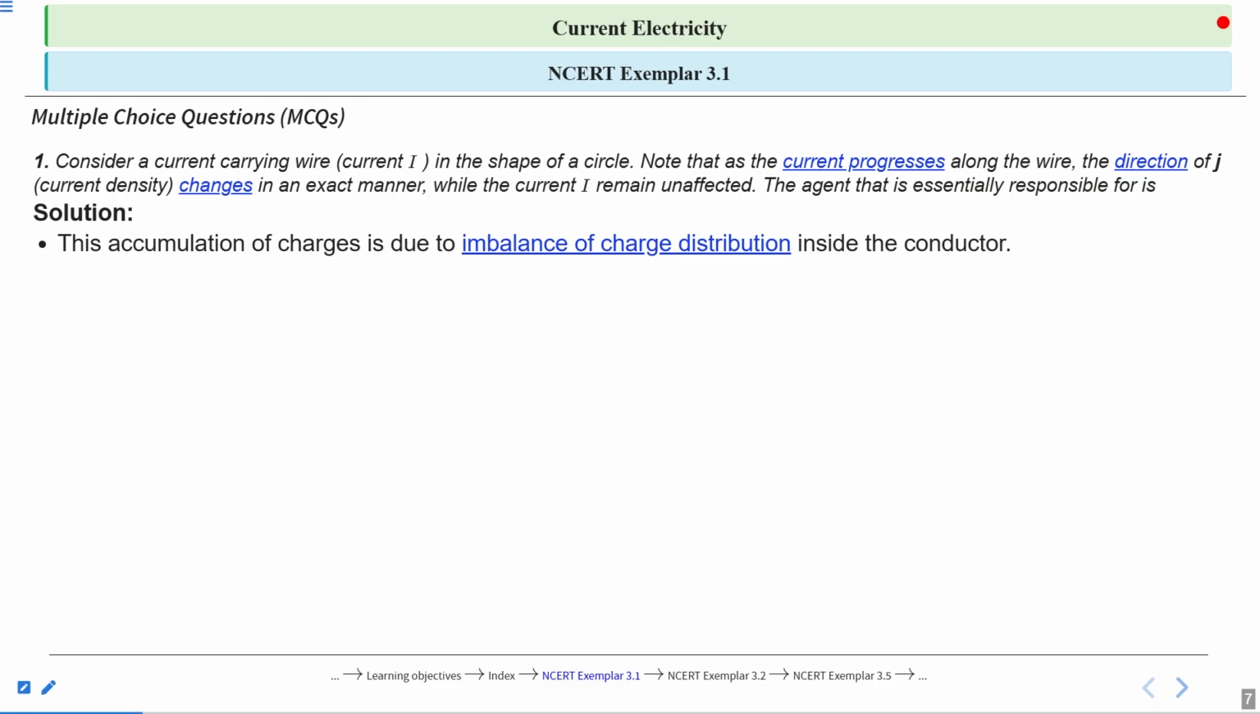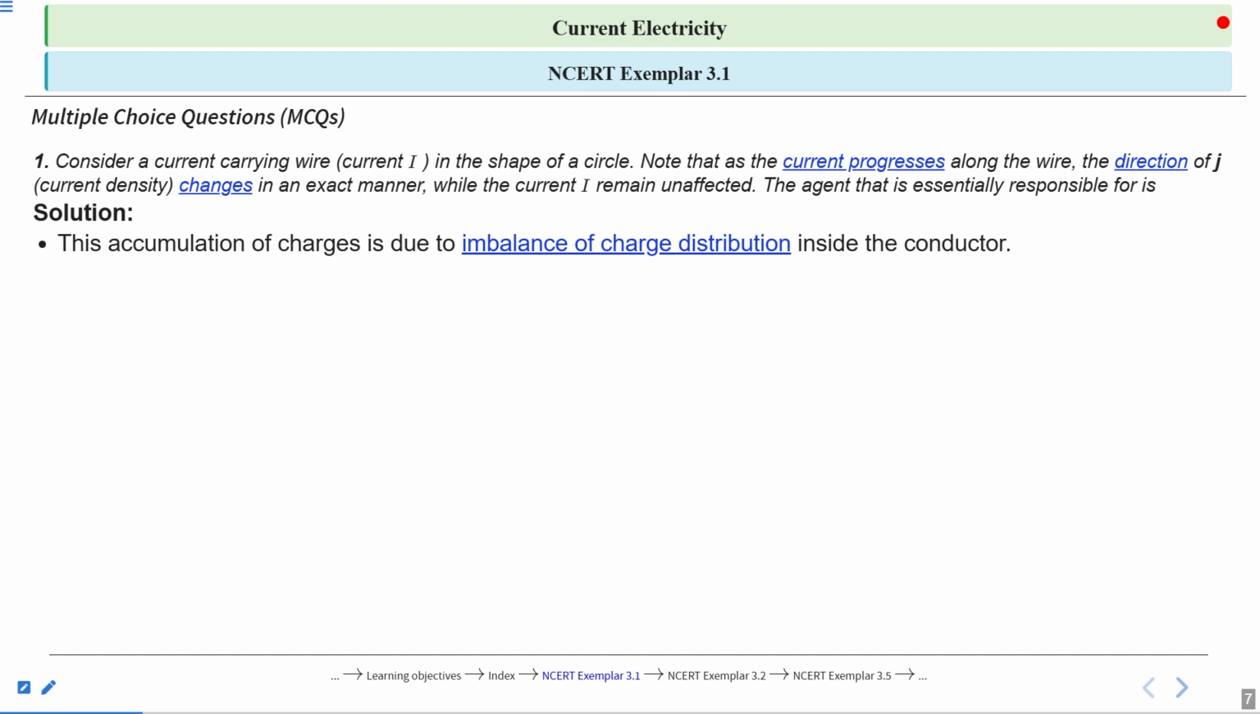The accumulation of charges is due to imbalance of charge distribution inside the conductor, due to variations of cross section area or change of path. If we change the area or reverse the path of the current, if we bend the wire, current will flow through the wire, but at the corner where the wire is being bent, the current has to change direction. How will the current change direction?